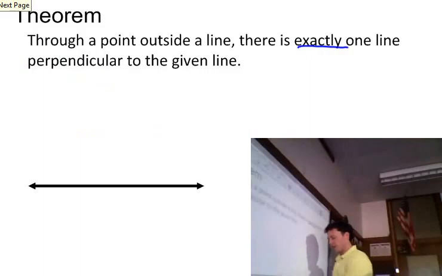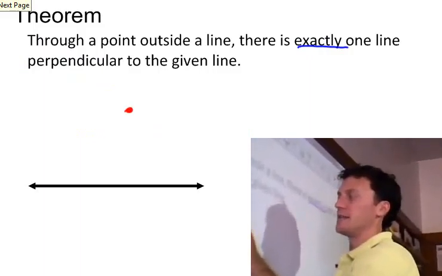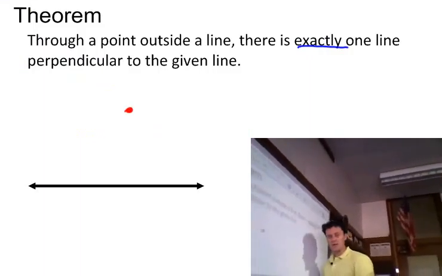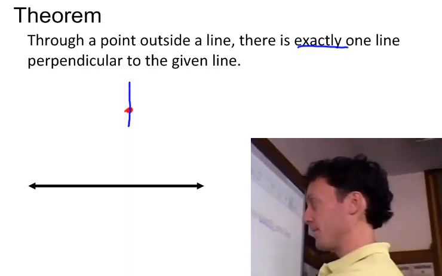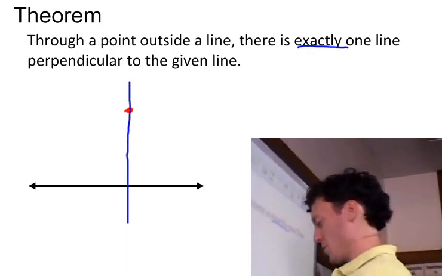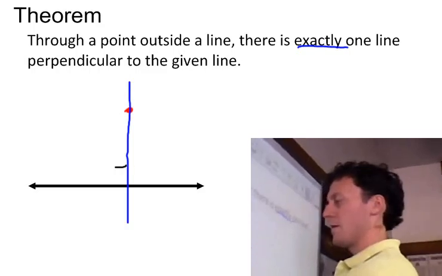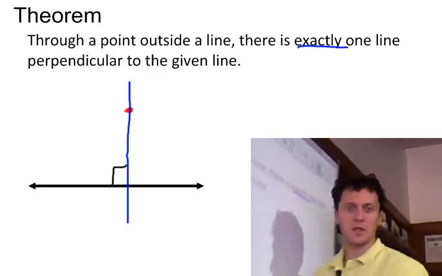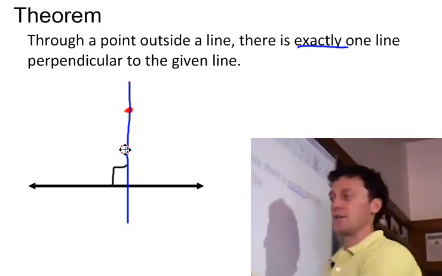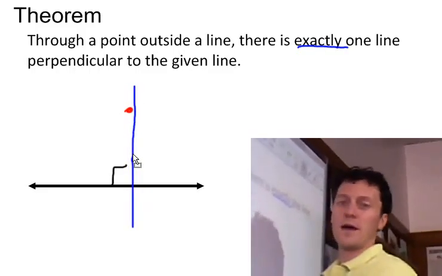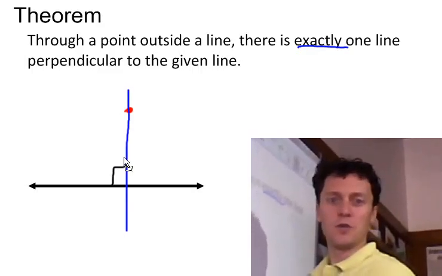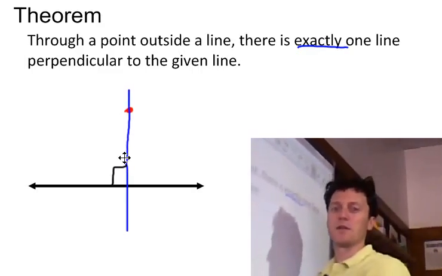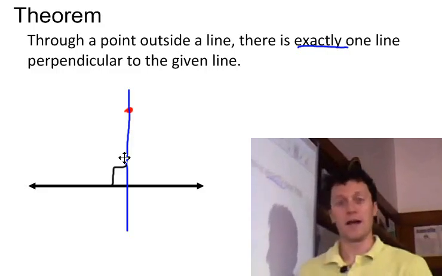And related very closely to that, here it says that through a point outside a given line, there's exactly one line perpendicular to the given line. So that's pretty close. That's the only line that I can draw. There's exactly one. Now, not at least one, not more than one. There's exactly one line that goes through that point and is perpendicular to the line.